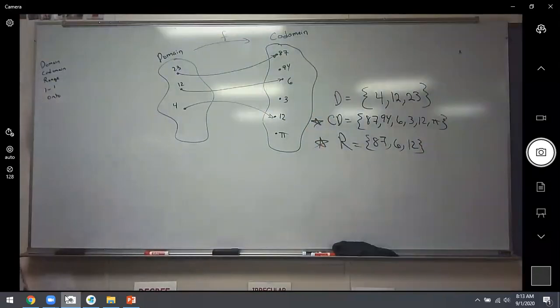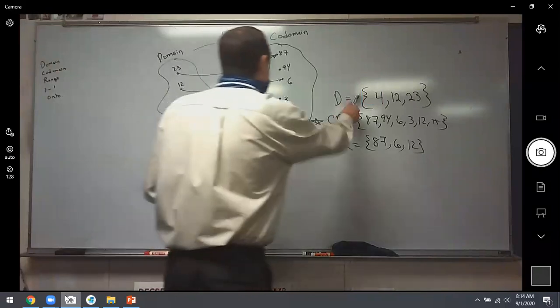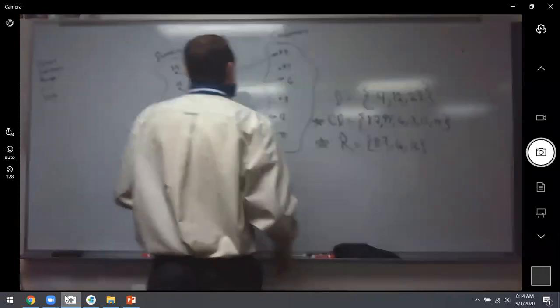That's the difference between codomain and range. Codomain is the list of things I could have gotten out, possibly. But did I necessarily get them all out? No, I did not. Are we okay on that concept right there? Okay. We'll do lots more examples too. Curly little brackets are good and stuff like that.